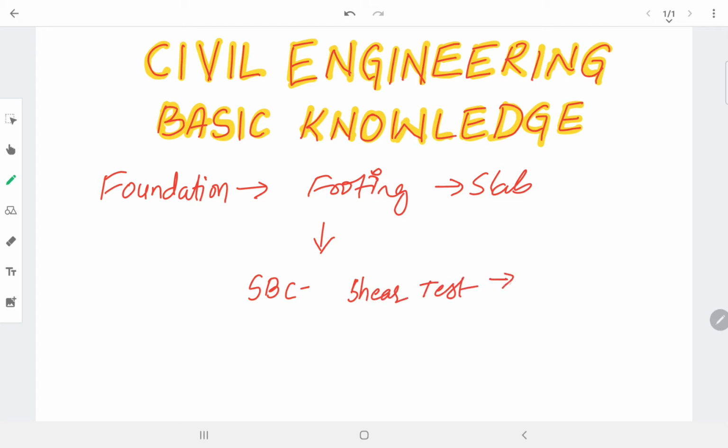Before that I'll go for the sampling. Sampling means collection of soil sample, and later we'll conduct the shear test, and from the shear test I'll be getting a value of C and phi. Using the C and phi I can get the value of SBC. Whenever you get the value of SBC, you can easily design the footing based on the capacity of the subsoil.